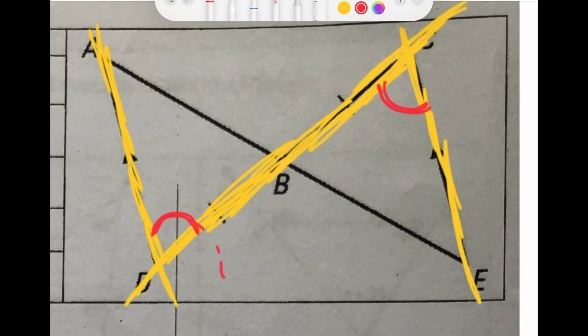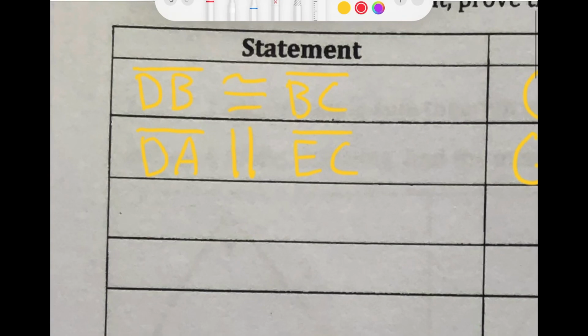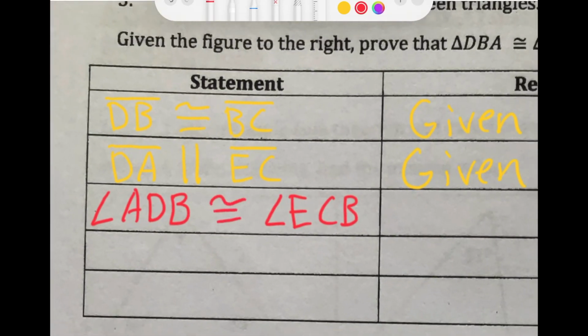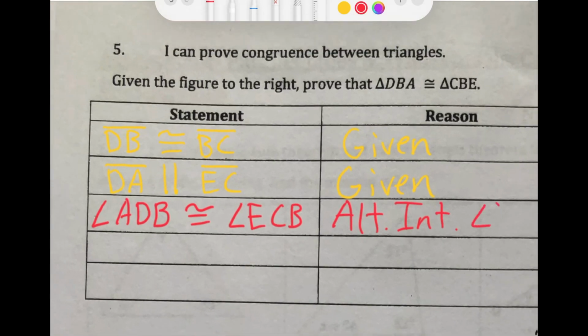Hopefully you see that they're both on the inside of your parallel lines, and they're on alternate sides of your transversal that is going through those parallel lines. So we're going to identify the fact that we have angle ADB and angle ECB, and we know that they are congruent by alternate interior angles.